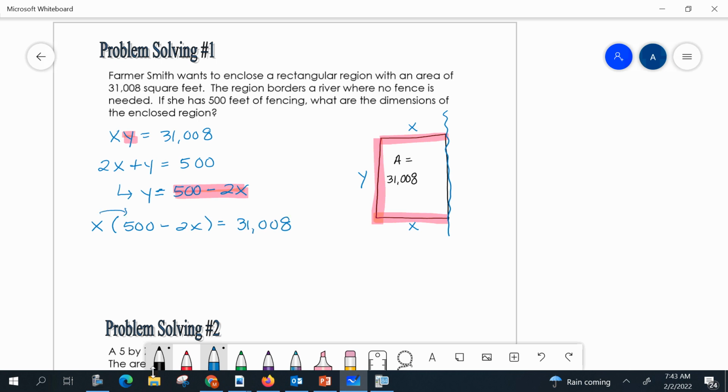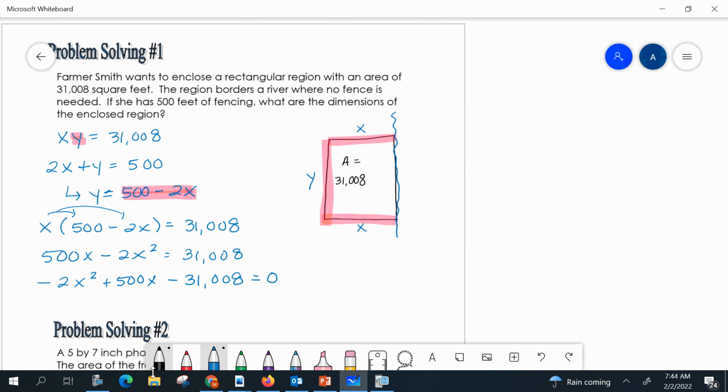So we distribute, and what we see is we have now created a quadratic equation that we're going to solve. All right, so what I would work on before we solve is let's get this equation in standard form. I'm going to move the negative 2x squared. We've got plus 500x and then subtract 31,008 and get the equation set equal to 0.